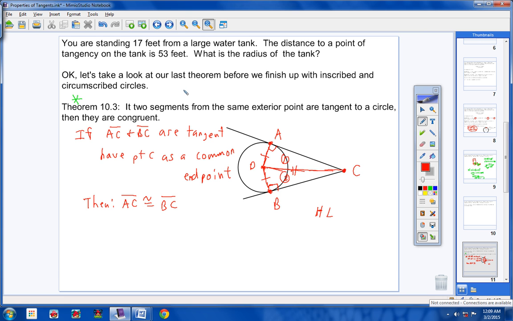I'm just trying to show you this real quick. You're not responsible for it, but look, triangle 1 and 2 are both right triangles. I have a leg congruent to a leg, and the hypotenuse congruent to the hypotenuse. So I know these two triangles are congruent. Thus, this segment here has to be congruent to this segment here, because if two triangles are congruent, then all of their parts are congruent. So it's really not that hard to prove it, okay? So if two lines are tangent to a circle and they come from the same exterior point, then this segment here will be congruent to this segment here. Okay, that's what Theorem 10.3 says.